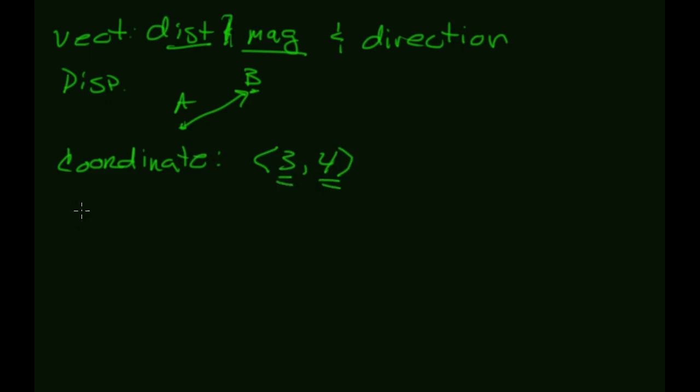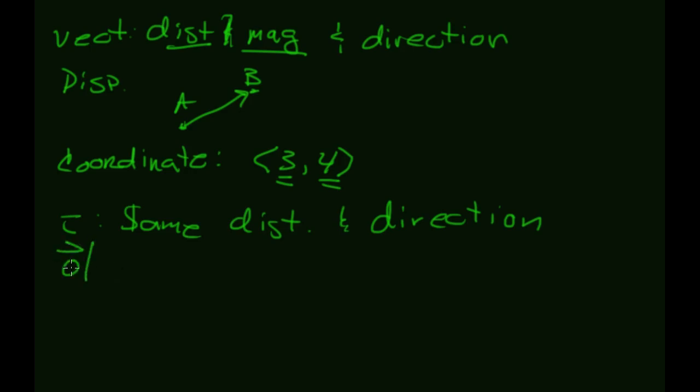I have an idea of equal vectors, right? So if two vectors have the same distance and direction, they are equivalent. We have a zero vector, and the zero vector is one where the magnitude is 0.